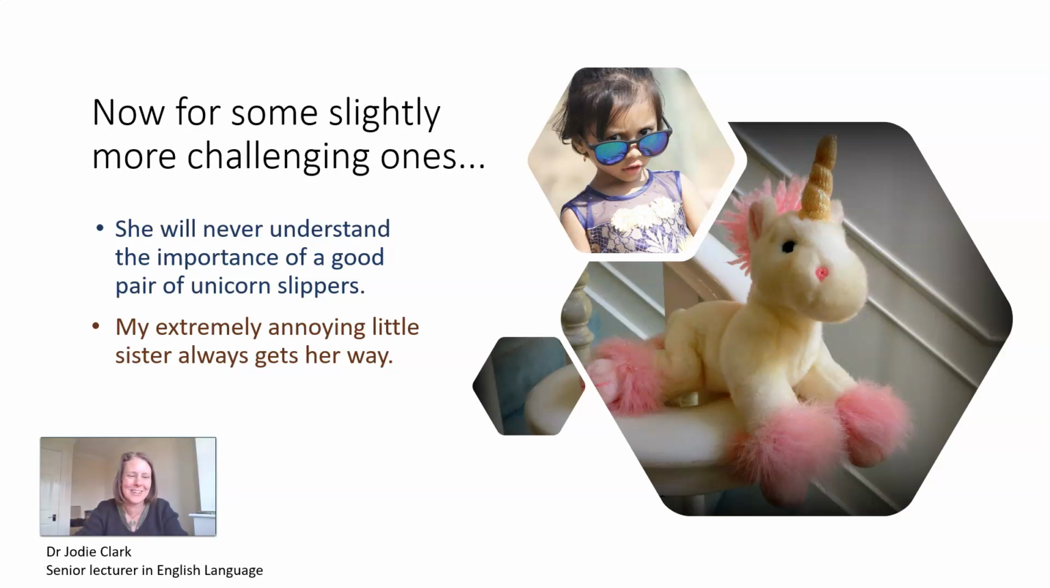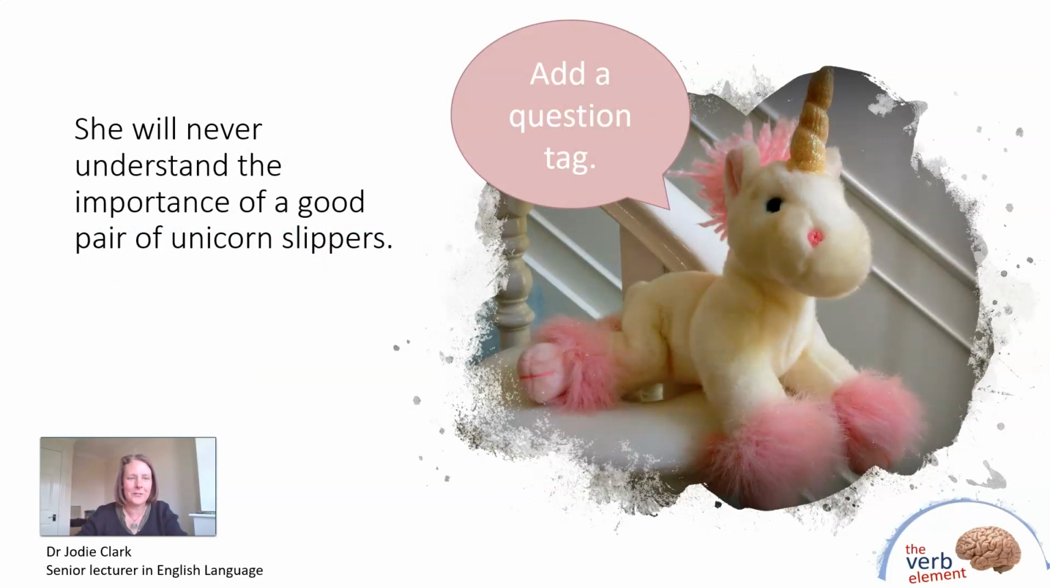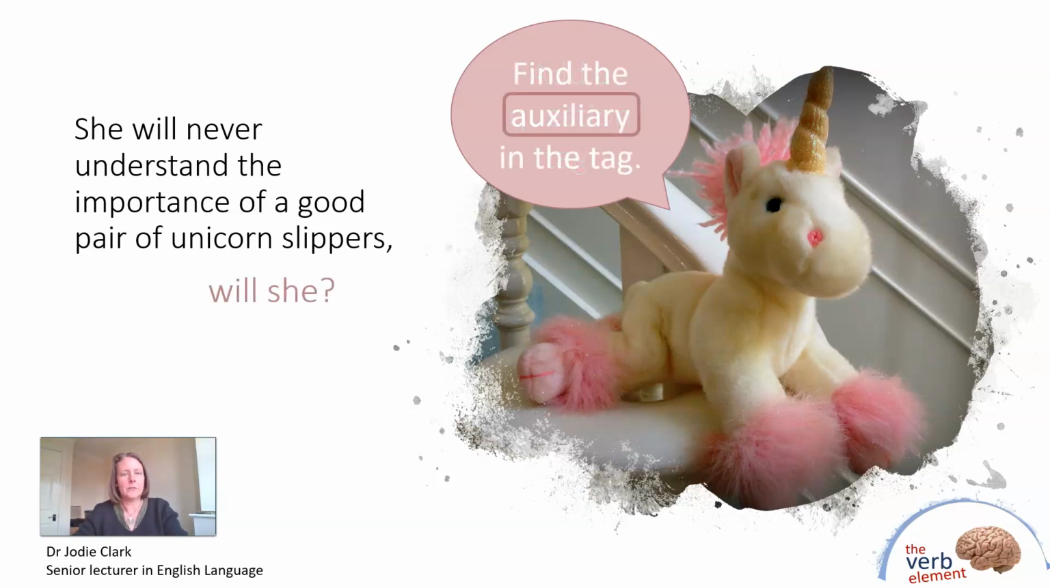So we'll continue on now and have a look at she will never understand the importance of a good pair of unicorn slippers, and my extremely annoying little sister always gets her way. So let's start with she will never understand the importance of a good pair of unicorn slippers, and we're finding the verb element. So we add our question tag. She will never understand the importance of a good pair of unicorn slippers, will she? We find the auxiliary in the tag. So far, so good. We've got will.